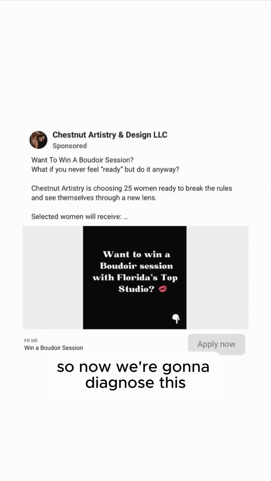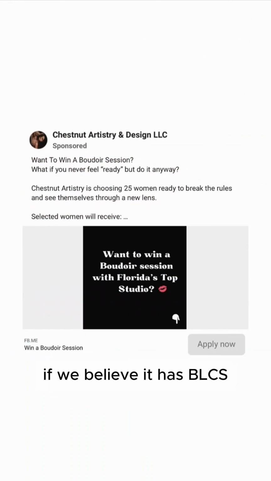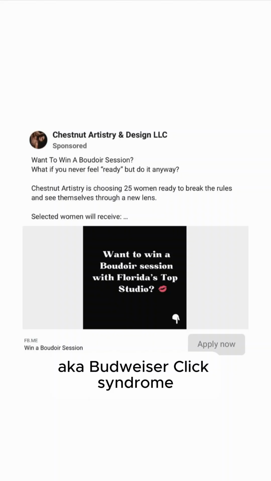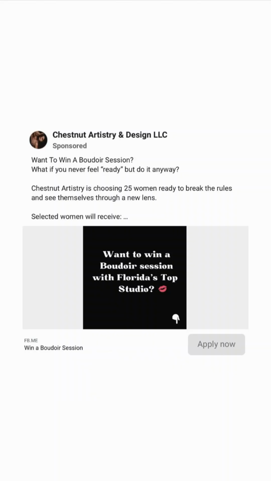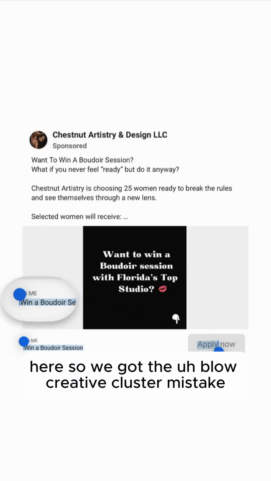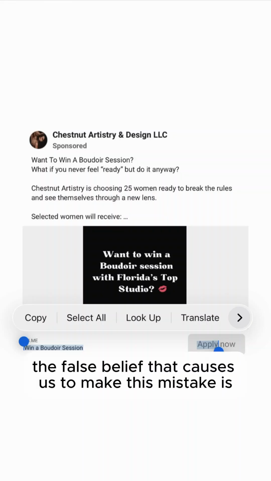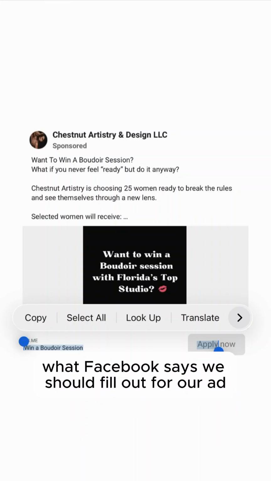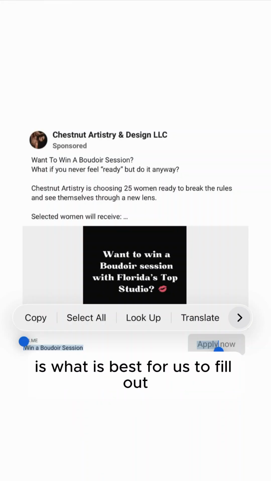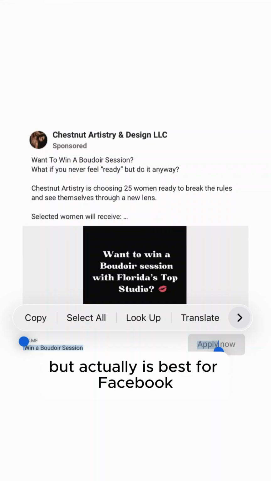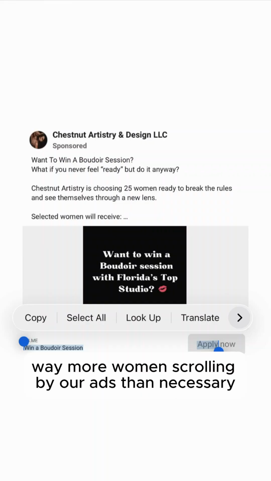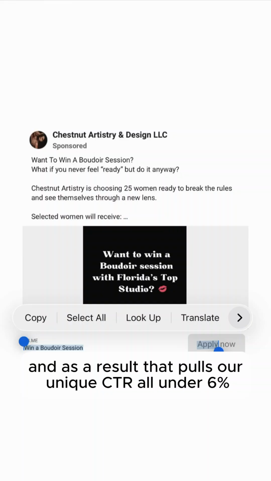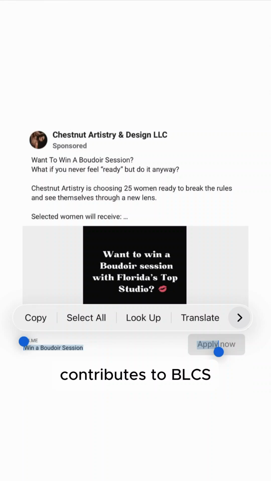Now we're going to diagnose this if we believe it has BLCS, aka boudoir low click syndrome. So looking here, we got the below creative cluster mistake. The false belief that causes us to make this mistake is we're trusting that what Facebook says we should fill out for our ad is what is best for us, but actually it's best for Facebook. The consequence of this is way more women scrolling by our ads than necessary. And as a result, that pulls our unique CTR under 6% and contributes to BLCS.